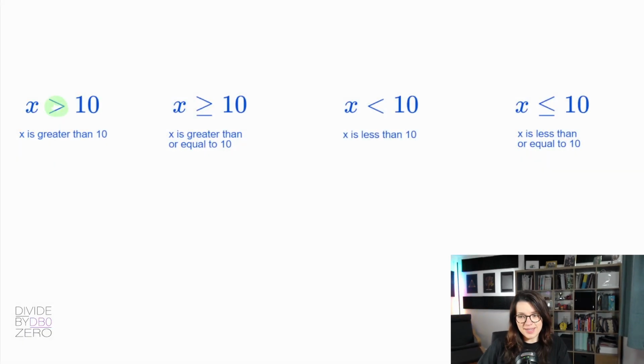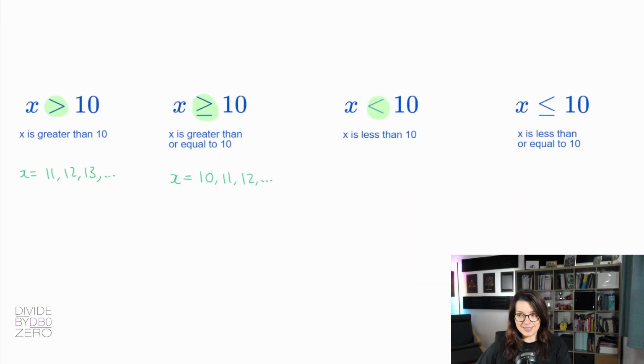Let's look at inequalities. First, let's look at the symbols. This one is x is greater than 10. So for example, x could be 11, 12, 13, and so on. This one, x is greater than or equal to 10. So x could be 10 this time or bigger, 11, 12, etc.